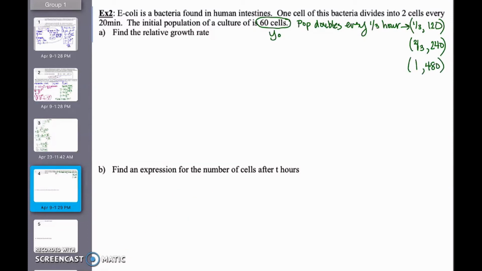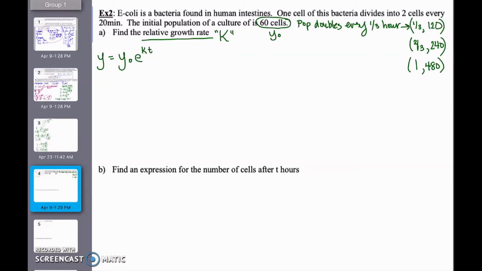They're asking us to find the relative growth rate in this problem. So basically what they're asking us to find for part A is our k value. So let's just start with our function, which we know is going to look like y equals y-naught times e to the k times t power.